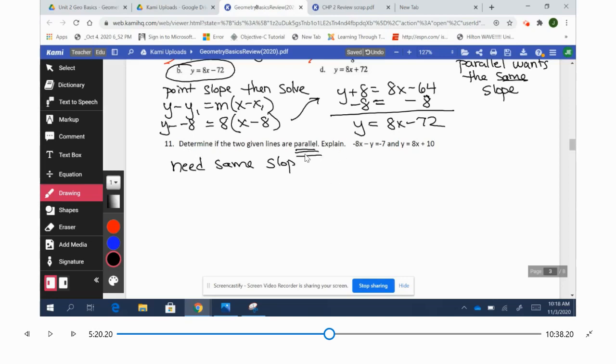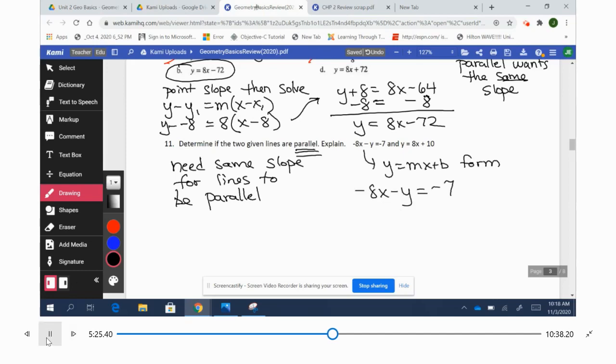Okay, determine if two given lines are parallel. So that means they're going to have the same slope. As soon as you write this, content knowledge, okay, need same slope for lines to be parallel. You already gained a point. You're expressing the content knowledge that we're looking for. Now you'll go and see if they do in fact have the same slope. Okay, so then this will be the algebra.